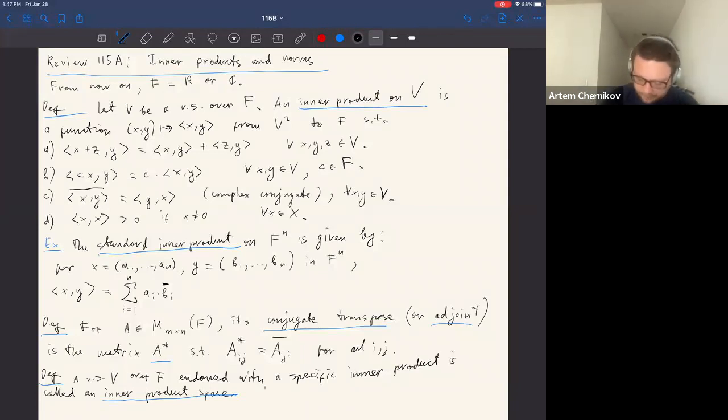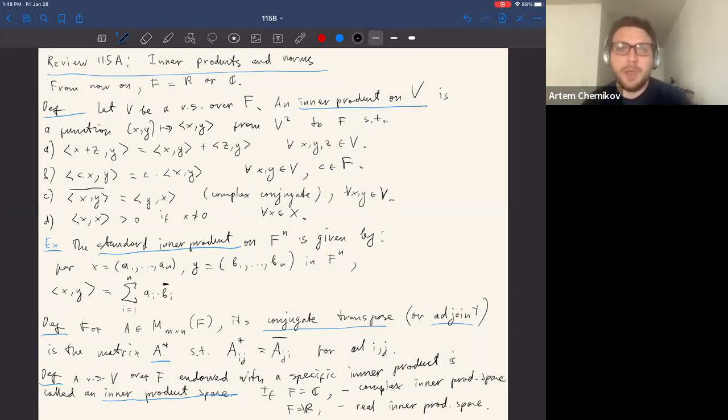Now, if the field of scalars is C, we will call the corresponding inner product space a complex inner product space. And if F is the field of reals, we refer in this case to it as a real inner product space. So just some terminology to shorthand all these notions.